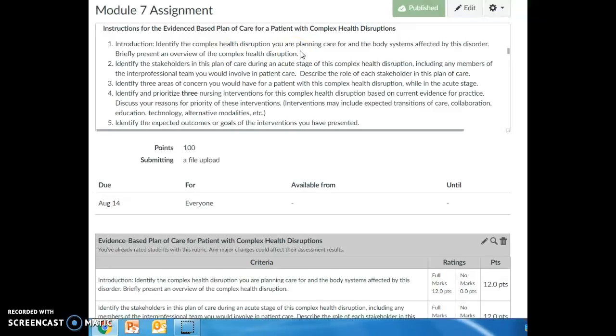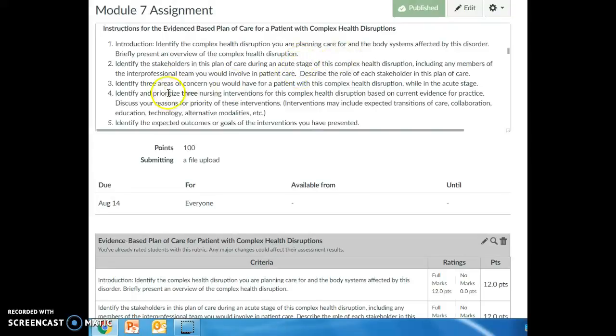Remember that in this paper, we're focusing on the acute stage. So whatever you're doing, think about when the patient is first admitted to the hospital. What's going to take place then? That will narrow down your material and how you're going to focus on it, because in every disease, different stages make a difference.